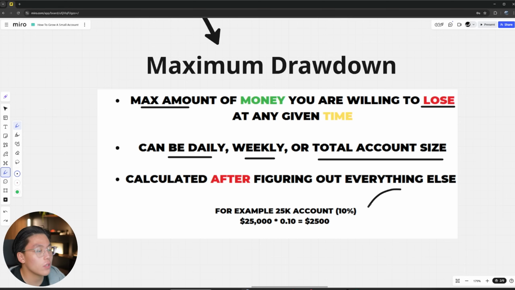And the way to calculate your max drawdown is by simply figuring out how much you're willing to lose at any given time. For me personally, my max drawdown is anywhere between 5 to 10% of the total account size. So for example, if we have a $20,000 account and I'm not willing to risk more than 10% on a given day, my max drawdown in this case is going to be $2,500. I'm only willing to risk $2,500, and this is very important.